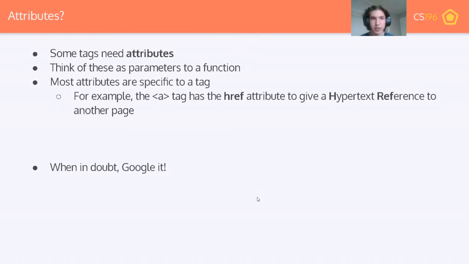So let's talk about what that href equals is. This is a thing called an attribute. Some tags need attributes to function. You can think of these a little bit like parameters to a function in actual programming languages. And most attributes are specific to a tag. And so, for example, we saw that the A tag has the href attribute. Href, in case you're wondering, stands for hypertext reference, and that references you to another hypertext page or just to another HTML page. When in doubt, we don't expect you to memorize what attributes to use. Google it.